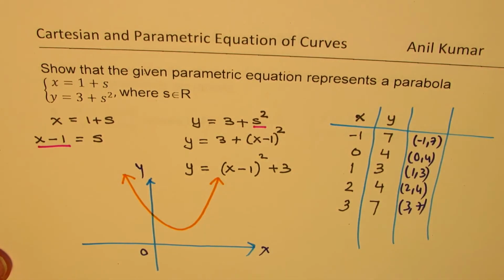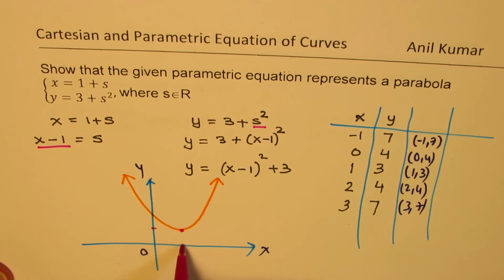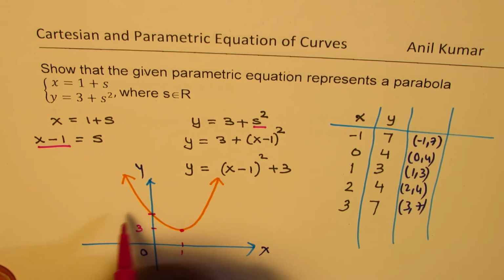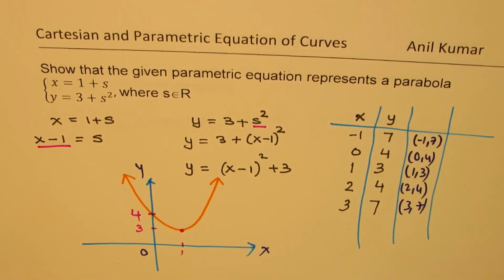which is a parabola where the minimum value here will be (1, 3), right? So this value will be (1, 3), correct? And the y-intercept at 0 will be 4. Do you see that part? So you get a parabola in this case, as we have shown you. Is that correct? So you have seen how easy it is to work with parametric equations and relate them to Cartesian equations. So that is a vertex form of a parabola, y equals (x minus 1) whole square plus 2.